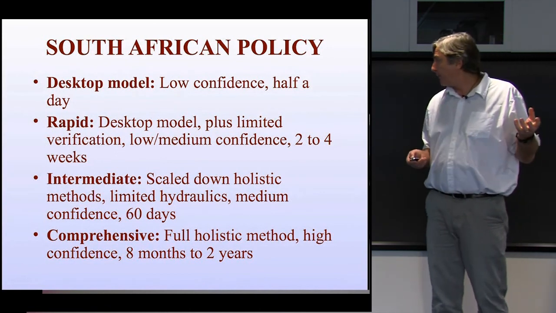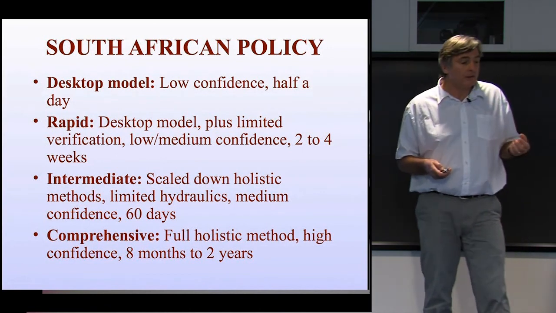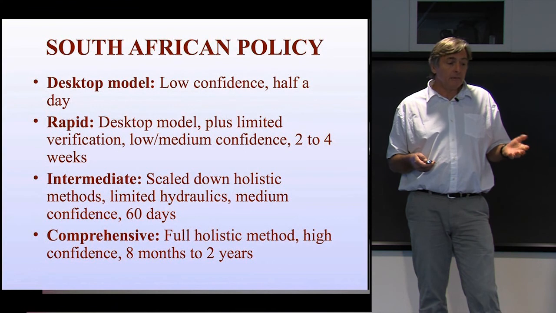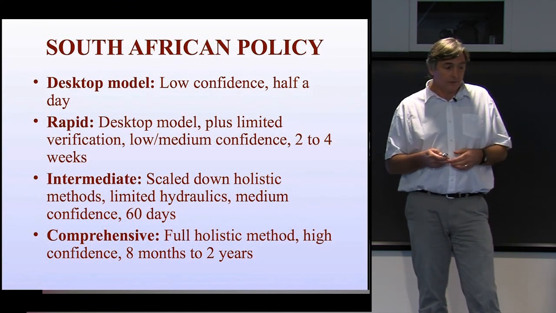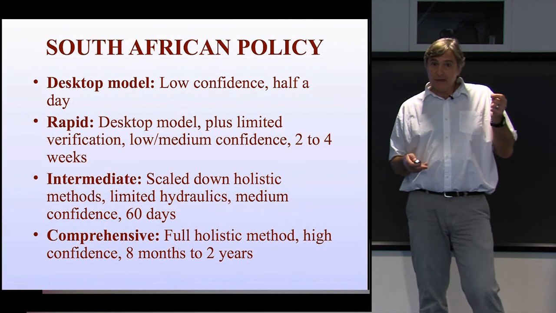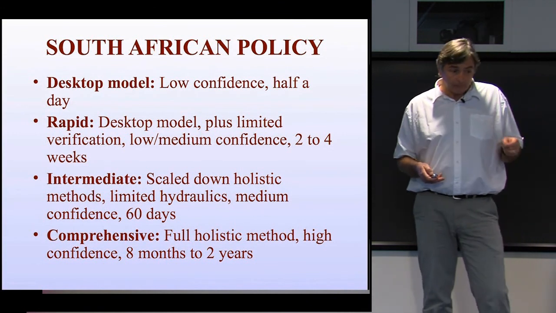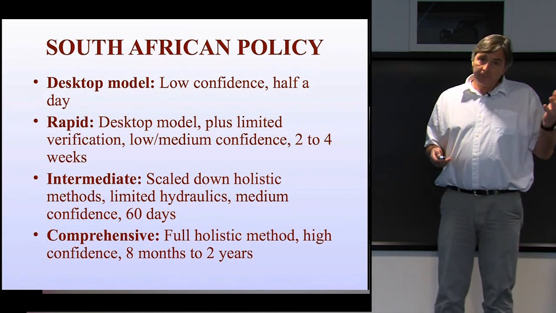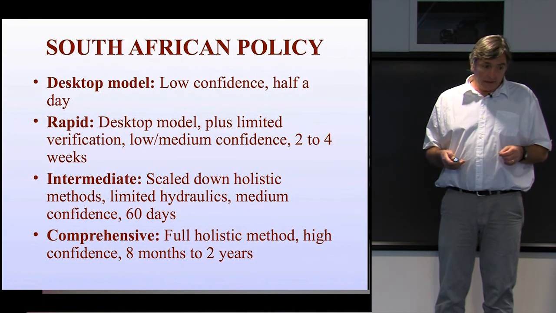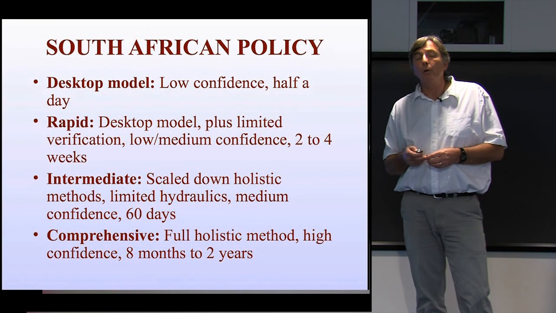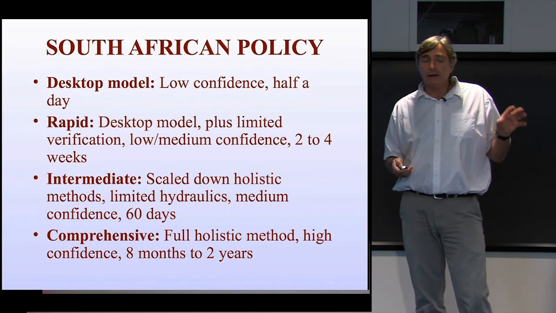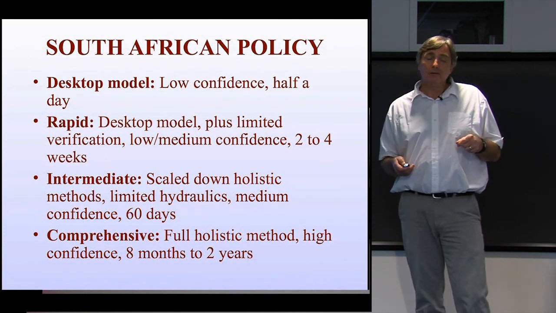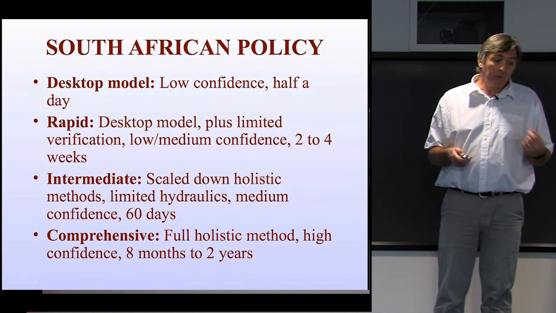The next method would be a rapid, which would be the desktop model plus limited verification, field surveys and so on. Low to medium confidence, maybe 2 to 4 weeks to get an answer. Again, the intermediate level is at more detail and is a scaled down holistic method with limited hydraulics, providing, let's say, medium confidence answers, taking not more than 60 days, since in terms of the South African licensing system, anybody applying for a license to use water is required to be given an answer by the authorities within 2 months.